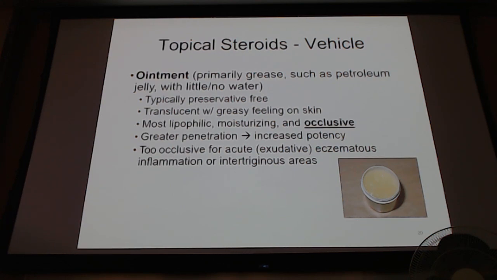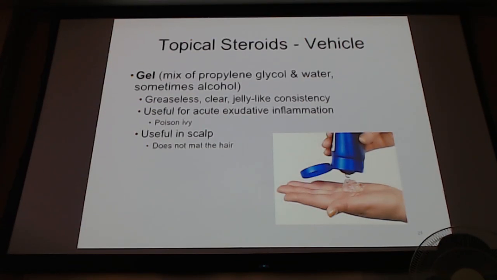Too occlusive or greasy, again, is exactly what I said. Eczematous inflammation, intertriginous area. A gel. Propylene glycol, water, okay? Sometimes it can have some of that alcohol in it. It's greaseless, it's clear, it's jelly-like, okay? Yeah, jelly-like.